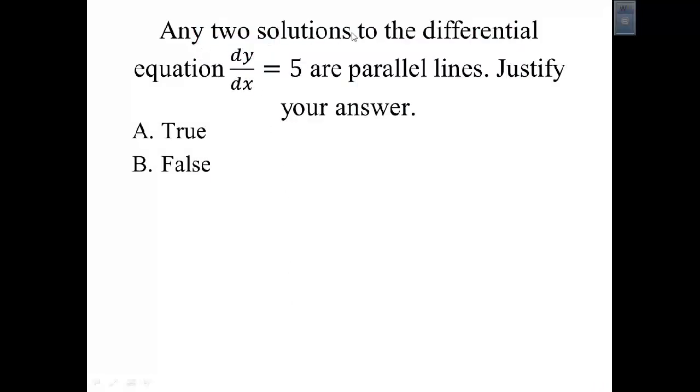All right, now any two solutions to the differential equation dy/dx equals 5 are parallel lines. True or false? Well, if the derivative is 5, that means the slope is 5, and any function that has a slope of 5 is going to be parallel to every other one. They are all going to be lines of the form y equals 5x plus c, so it's true.